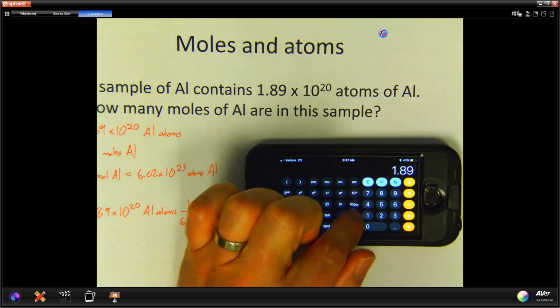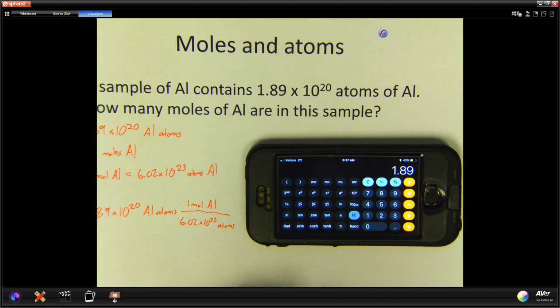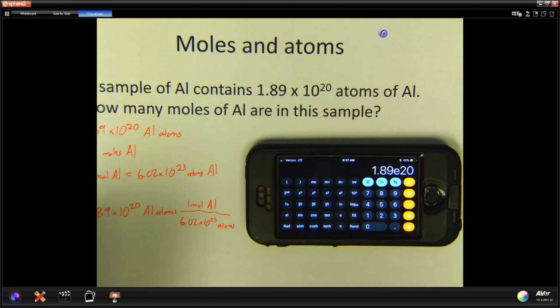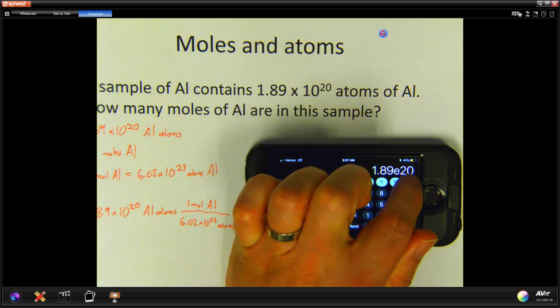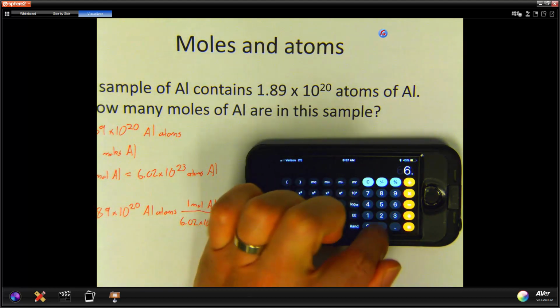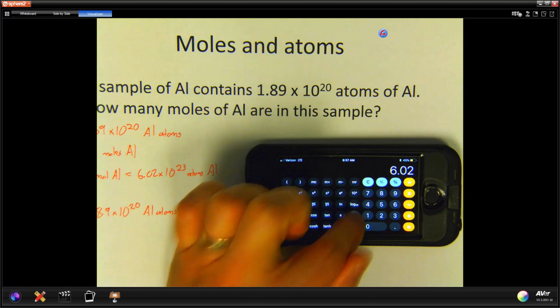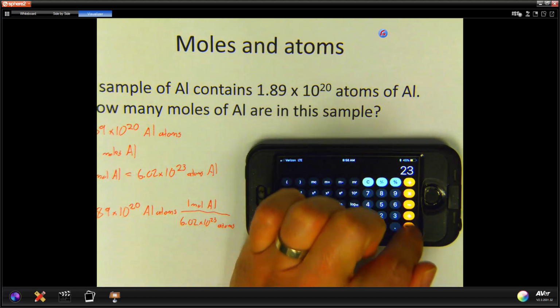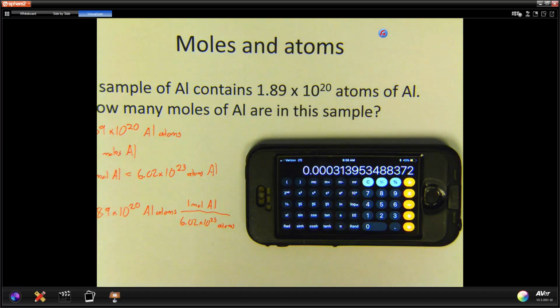You press that button, so EE, and then 20. Okay, so that's putting it in scientific notation. You press the button one time, you don't put times, you don't put 10. That one button does all of that for you. And then we do divide, and here we'll do Avogadro's number, so 6.02, that one button, and then 23, and then equals. Okay, so that's our answer.